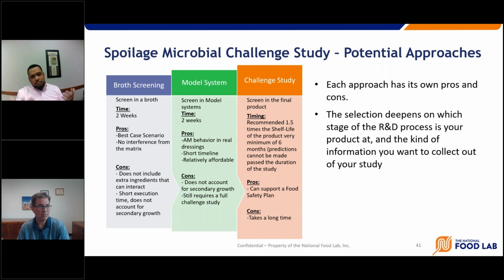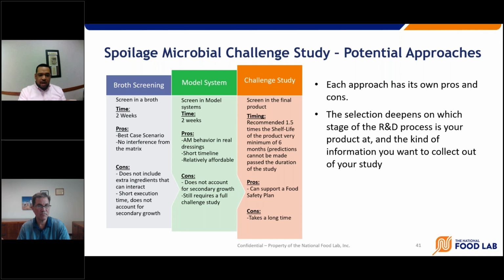In terms of the spoilage microbial studies or even pathogen microbial challenge studies, there are different ways to do it. You can do it by doing a broad screening, model system, and full-blown challenge study. And there are different pros and cons. So when you start talking about broad screening, this is just a quick, rapid method to assess the efficiency of your antimicrobial system in a broad scenario.